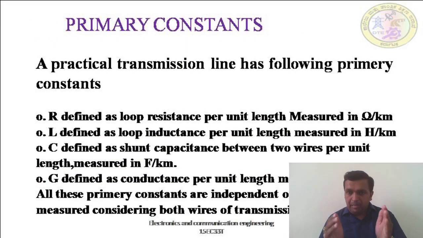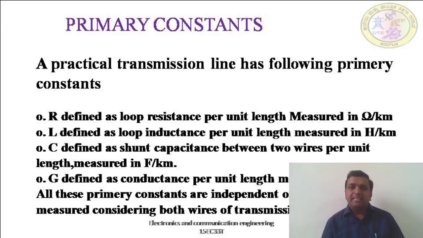What do you mean by primary constants? That means the very important points regarding transmission lines. A transmission line has the following primary constants, as I told. R is defined as loop resistance per unit length, measured in ohm per kilometer. That means the unit of resistance is ohm. I told you the resistance is per unit length. If you multiply by the kilometers, you are going to get the resistance for that particular length.